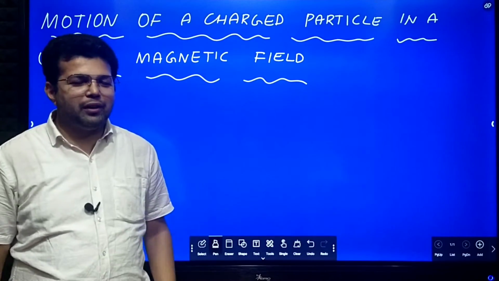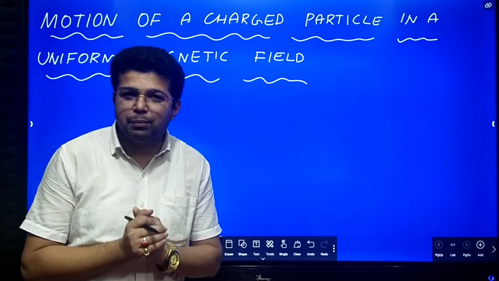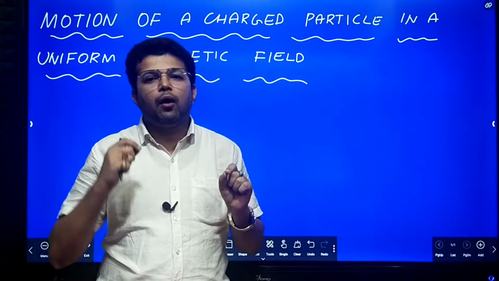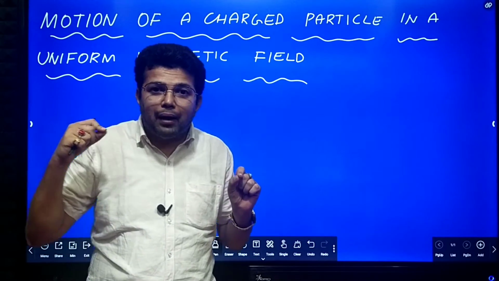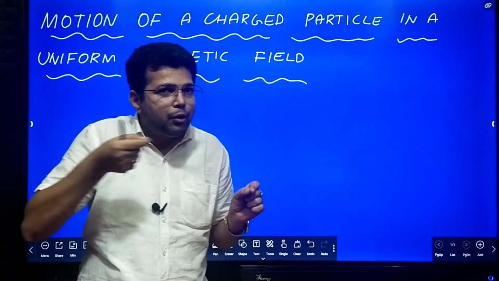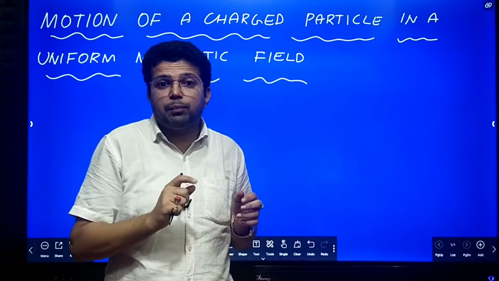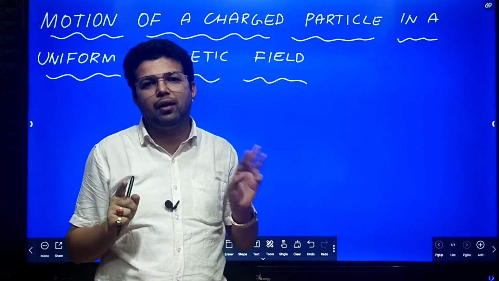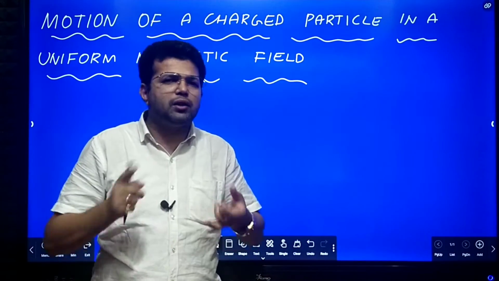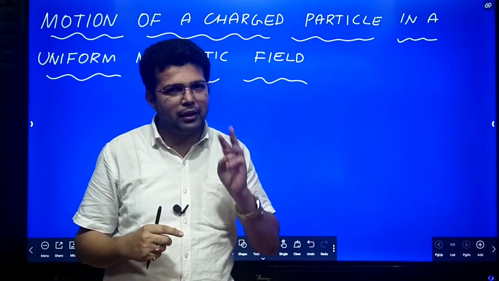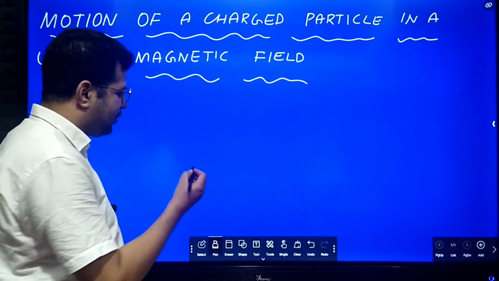Hello dear students, now we will discuss motion of a charged particle in a uniform magnetic field. Here there are three things. One is, what if the charged particle is moving parallel to the magnetic field or anti-parallel to the magnetic field? Second case is, what if the velocity of the charged particle is perpendicular to the magnetic field? Third case is, what if the angle is not 0, not 180 and not 90 degree? Then what happens? Okay, there are three cases. We will discuss the first one.